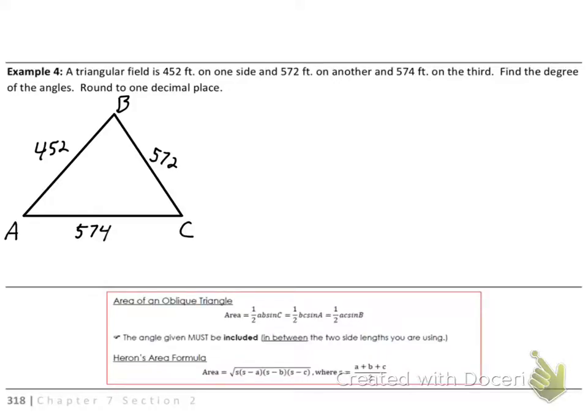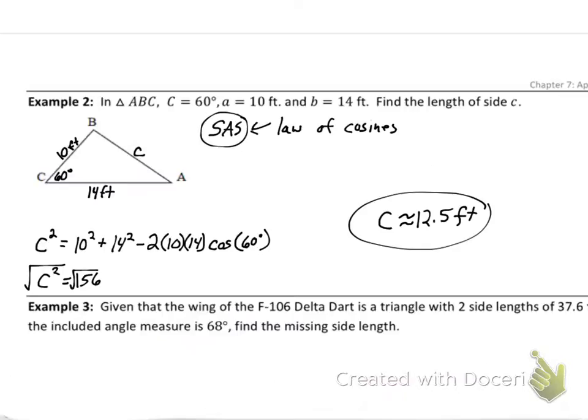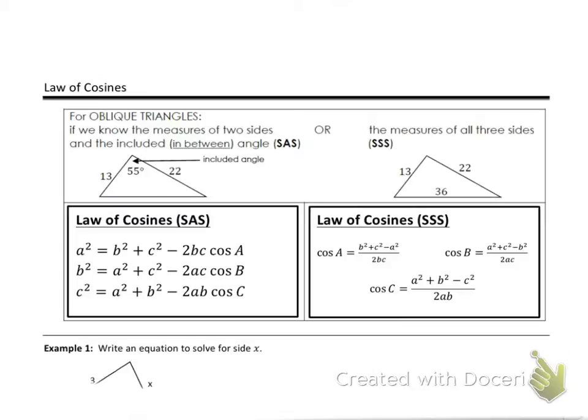Well, this one's side, side, side, so we haven't done that one yet. So we need to go back and look at what happens if it's side, side, side. Whatever angle I'm looking for, we take the two other sides, square them, subtract that same side, all over 2 times the two sides I didn't use.